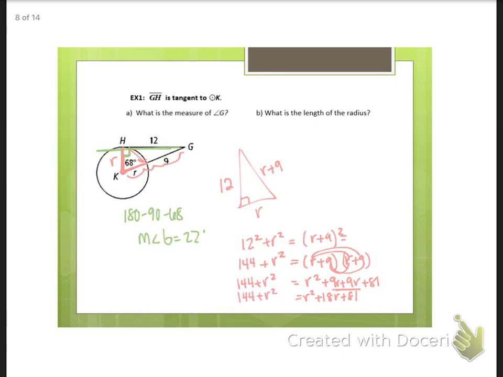I want my r squareds to be together, so I'm not going to square root, I'm just moving them. So I'm going to subtract them. Well, r squared minus r squared, they're going to cancel. So now I've got 144 equals 18r plus 81, so I'm going to subtract 81.